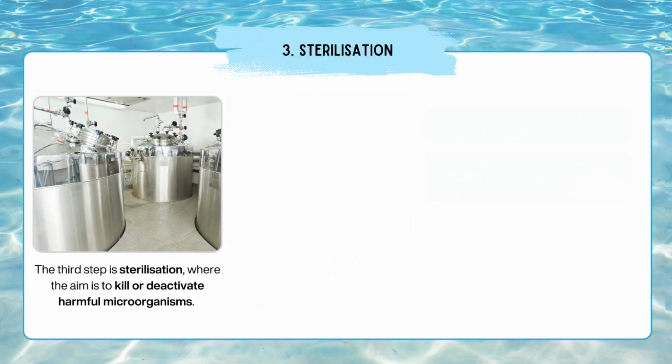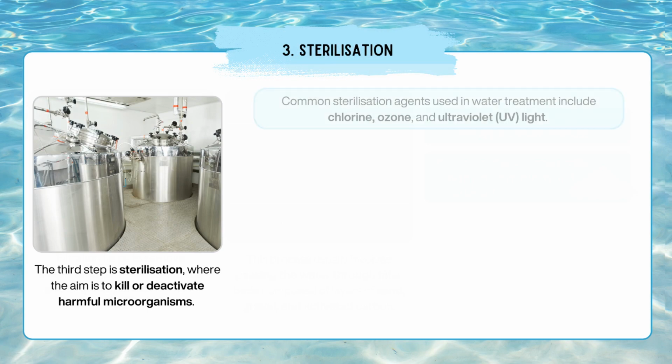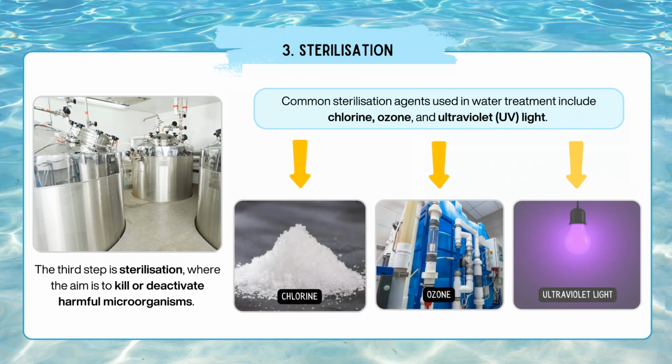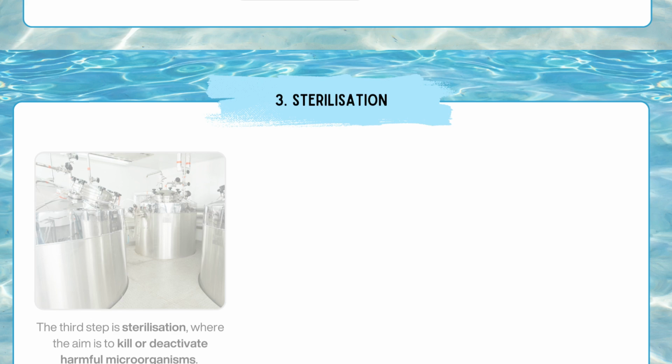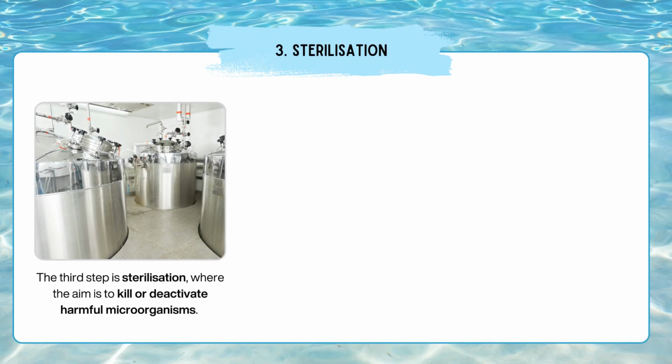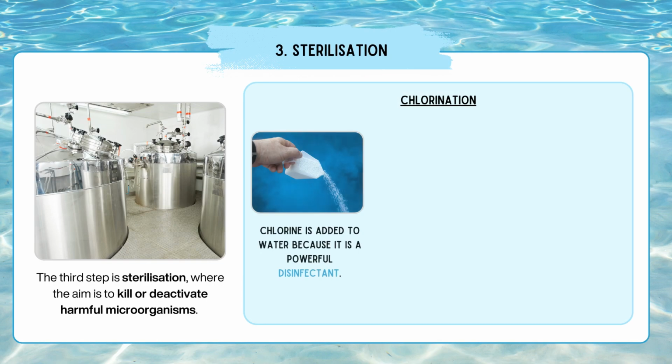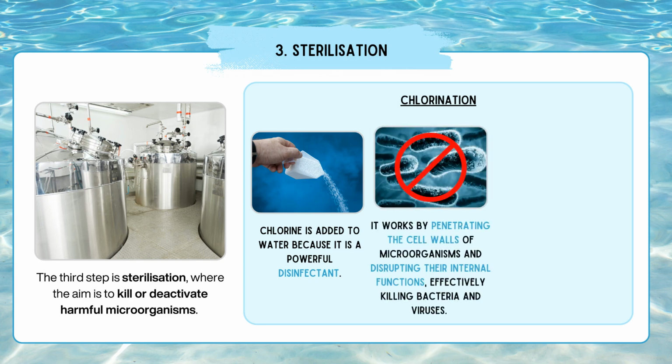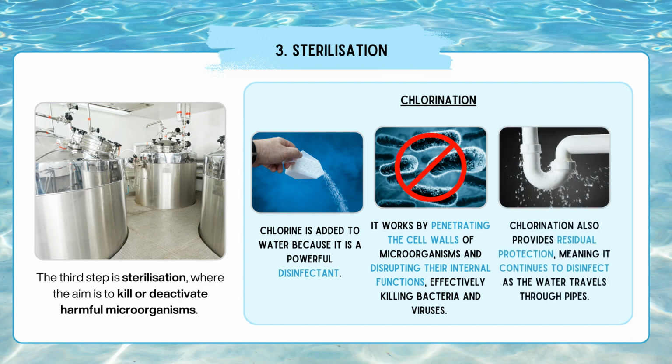The third step is sterilisation, where the aim is to kill or deactivate harmful microorganisms. Common sterilisation agents used in water treatment include chlorine, ozone, and ultraviolet light. Let's explore how each of these works. First, chlorination. Chlorine is added to water because it is a powerful disinfectant. It works by penetrating the cell walls of microorganisms and disrupting their internal functions, effectively killing bacteria and viruses. Chlorination also provides residual protection, meaning it continues to disinfect as the water travels through pipes.